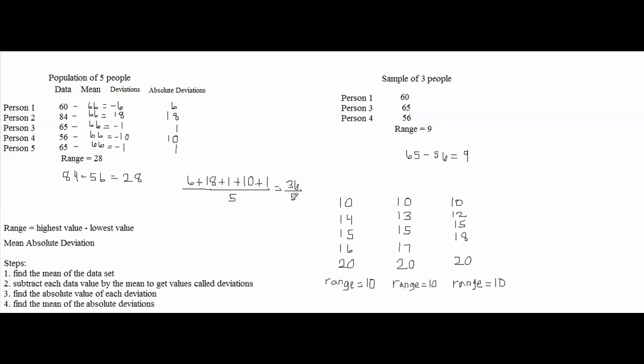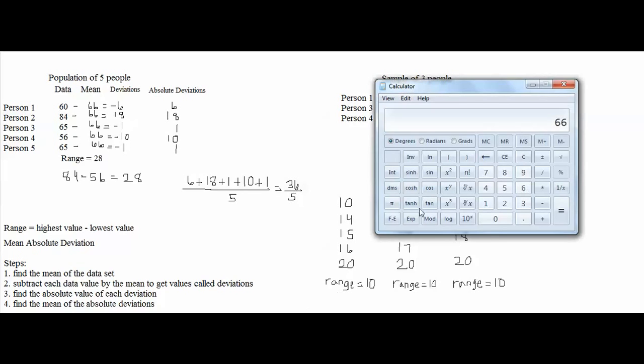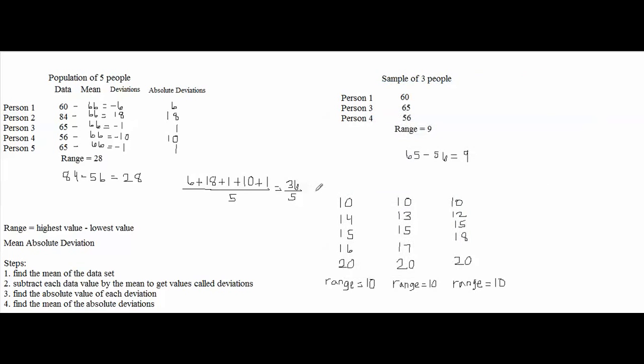Now we added the numbers, and we got a total of 36. Now we divide by 5. We get 7.2. So the mean absolute deviation of the entire population is 7.2. I'll abbreviate like this.